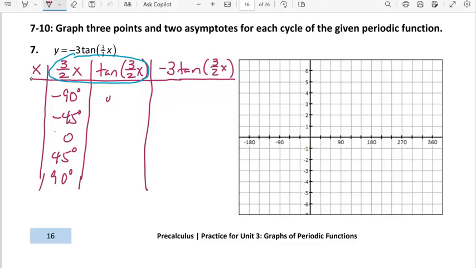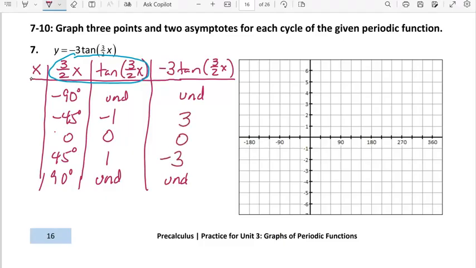Tangent is undefined when the angle input is either 90 or -90. Tangent of 45 is 1 because that's the triangle where our opposite and adjacent sides have the same length. Tangent of -45 is -1, and in between, tangent of 0 is 0. Okay, multiplying each by 3, or rather by -3, which is going to invert the graph.